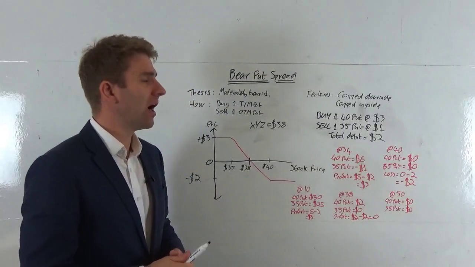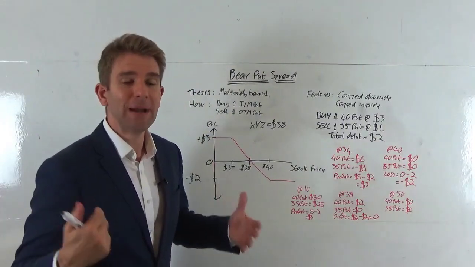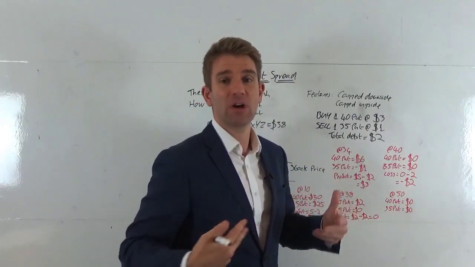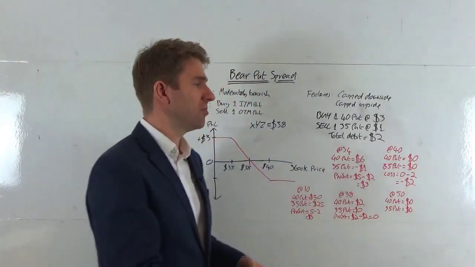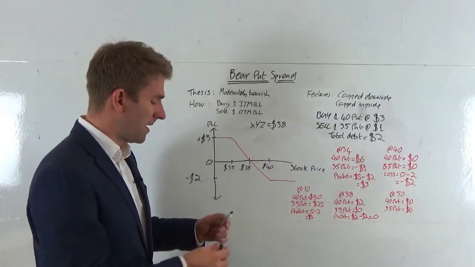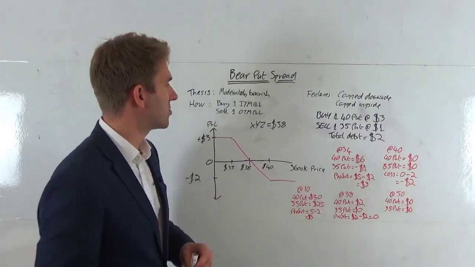So capped upside means that you can't make an awful lot of money. There's a capped amount of money you can make on it, regardless if it goes massively against you, or sorry, massively downwards in the downside direction in the case of a put. So let's have a look at an example.